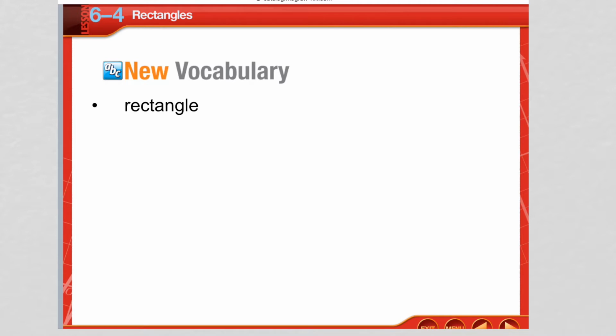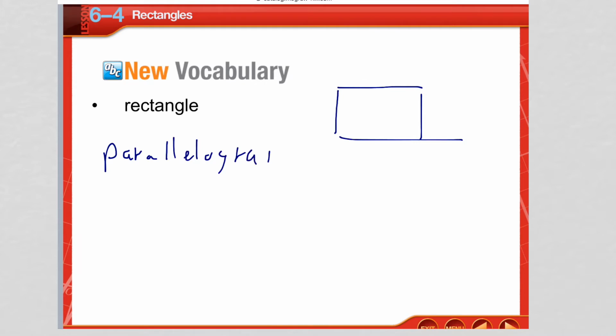So, rectangles. What you've learned in the past: here's your rectangle, that has two short sides and two long sides. What we want to add to that is that a rectangle is a parallelogram, so it has all the properties of a parallelogram, but with four right angles.